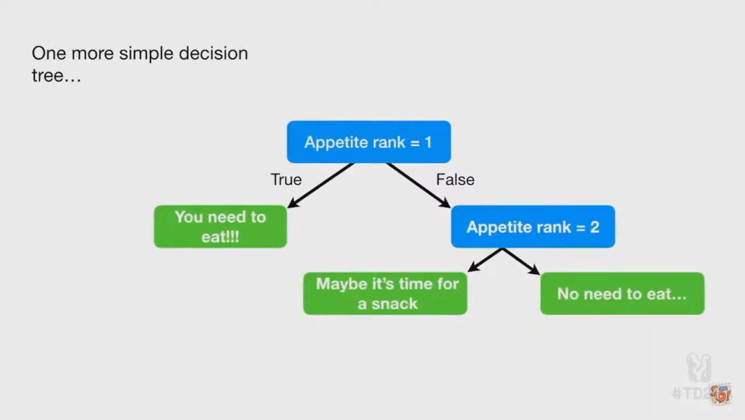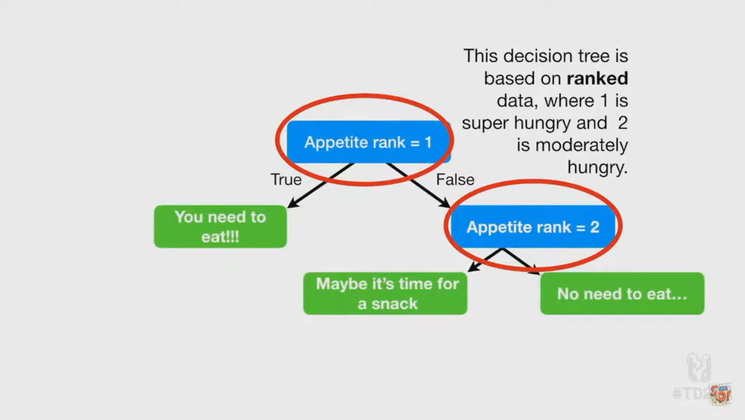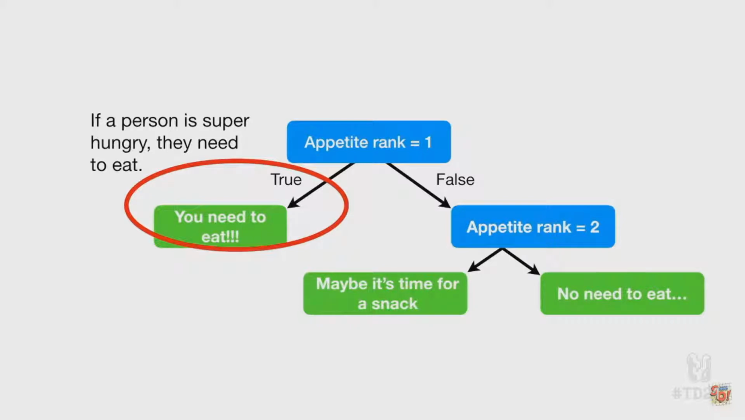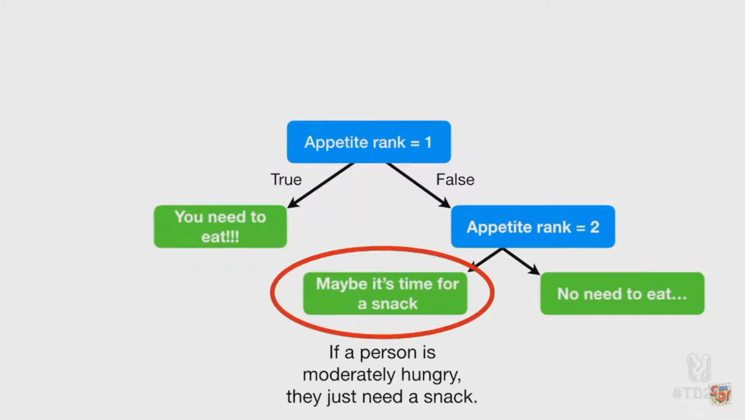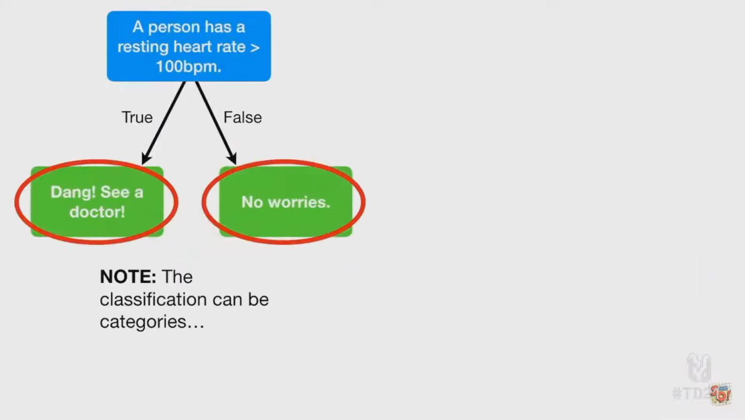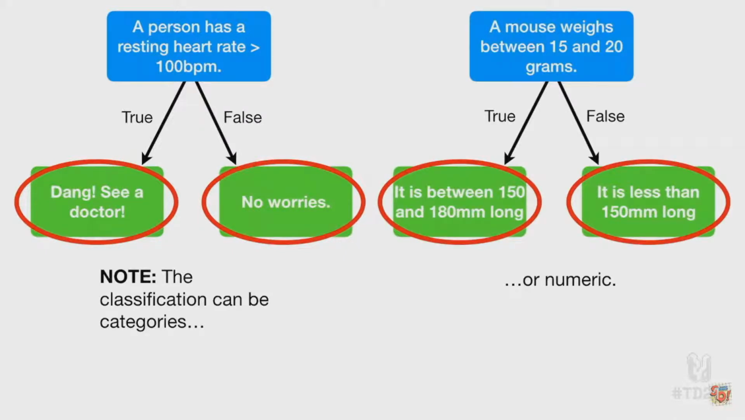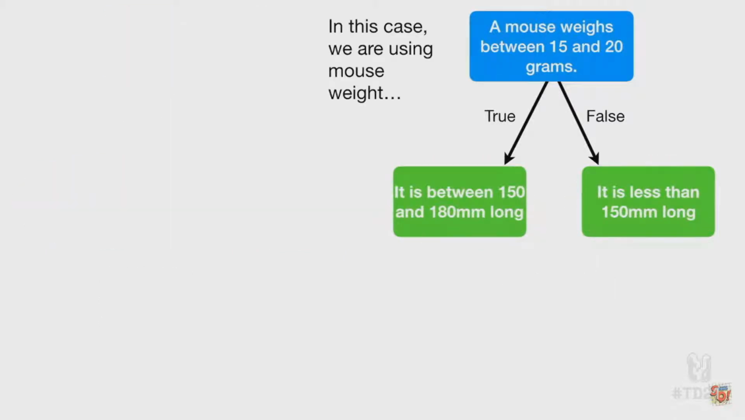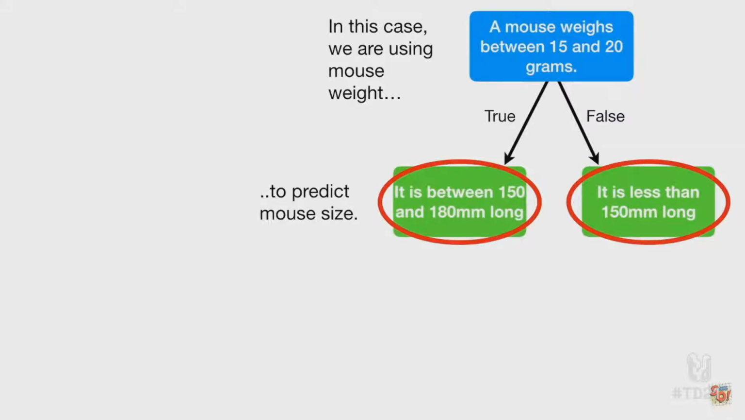Here's one more simple decision tree. This decision tree is based on ranked data, where 1 is super hungry and 2 is moderately hungry. If a person is super hungry, they need to eat. And if a person is moderately hungry, they just need a snack. And if they are not hungry at all, then there's no need to eat. Note, the classification can be categories or numeric. In this case, we're using mouse weight to predict mouse size.